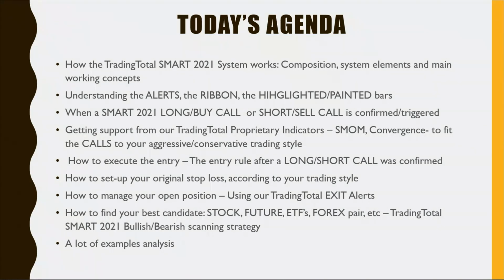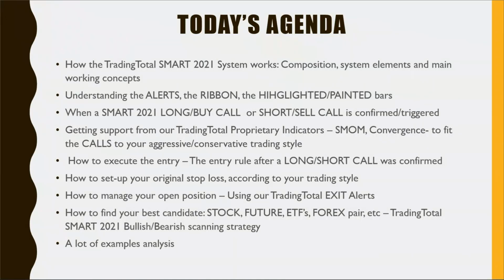We will present the different types of alerts provided by the Smart 2021 system, and how to understand the calls issued by the system. We will explain the difference between an alert and the corresponding call. We will also talk about our main proprietary indicators briefly, the SMOM momentum and the convergence indicators, as additional helping tools. We will also discuss how to execute the entry and how to set up the corresponding original stop loss. We will also discuss how to understand the exit signals, which are also provided by the Smart 2021 system.